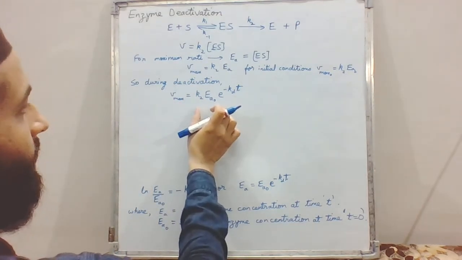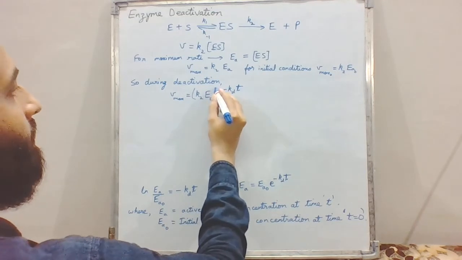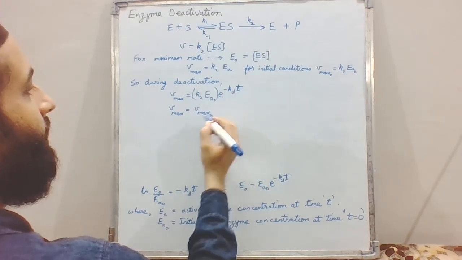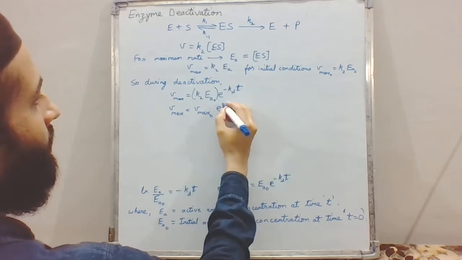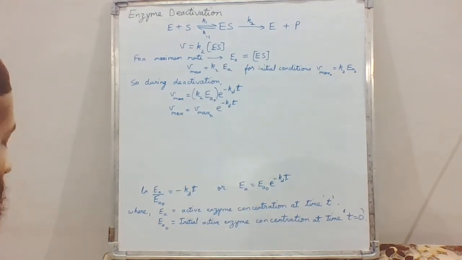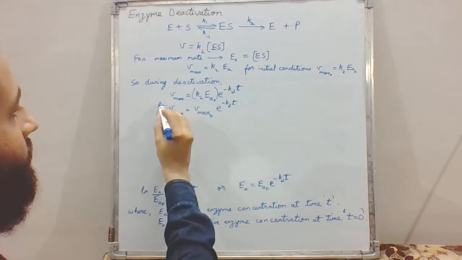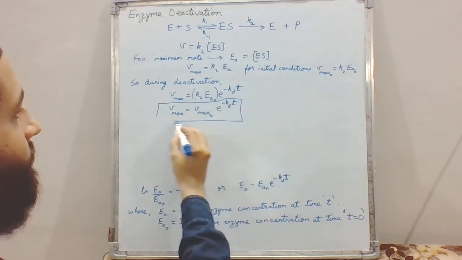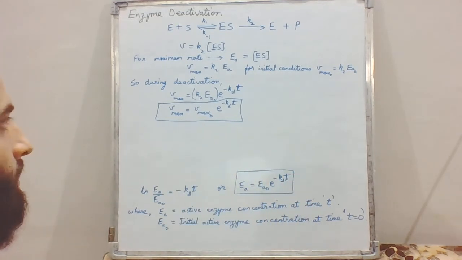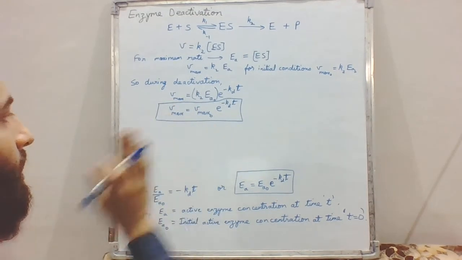Now again, K2 Ea naught can be written as the maximum velocity under normal conditions, the initial condition when deactivation has just started. So our equation for Vmax would become Vmax equal to Vmax naught e to the power minus kdt. This is how our Vmax would get altered during the course of the deactivation process. Vmax naught is our initial maximum velocity.